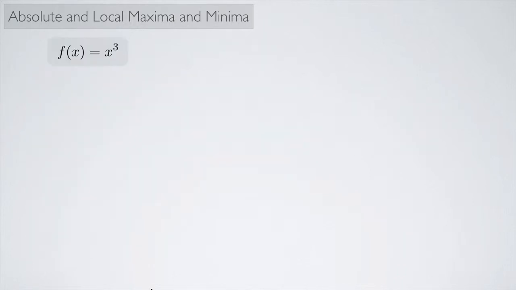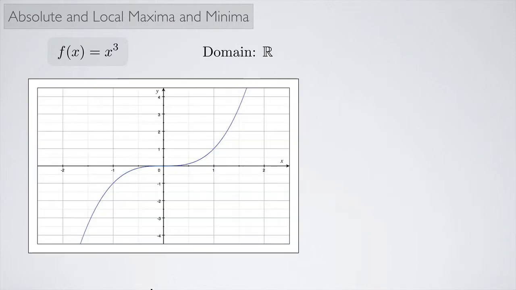Now consider f of x equals x cubed. So again, the domain will be all real numbers, and we get a graph that looks like this. And we see that there's no minimum and no maximum. No minimum because it just keeps going down forever and ever. And no maximum because over here it goes up and up and up forever and ever. And since we're talking about all real numbers for our domain, there's no minimum and there's no maximum.